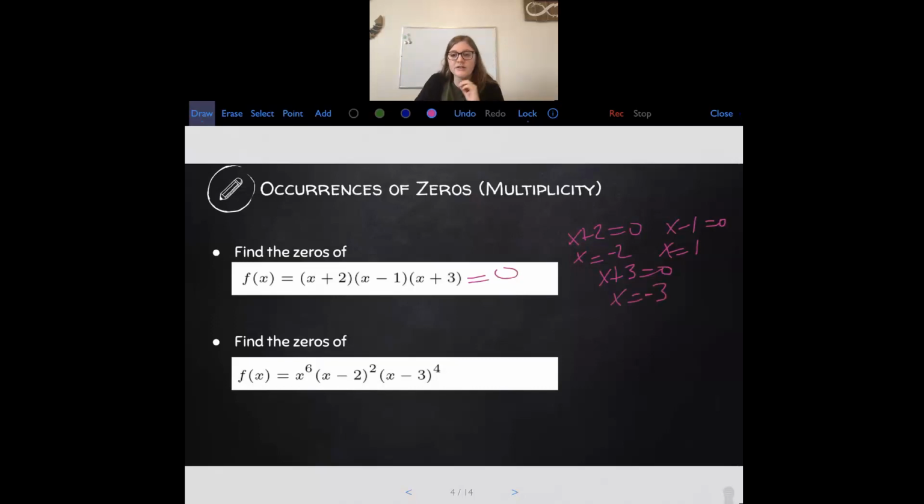Now, each of these zeros only occurs one time, and that means each of these zeros has a multiplicity of 1. The reason it only occurs one time is that the exponent of each factor is just 1. And you'll see a difference in the next example we do.